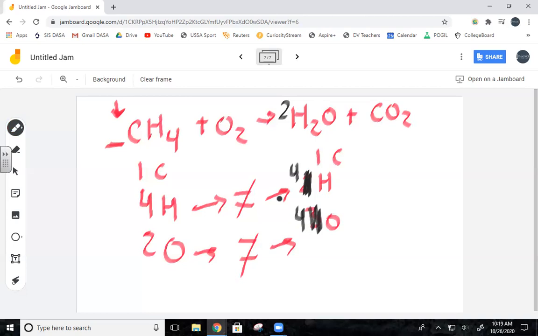Because 2 H2O means that there are 2 molecules of this, so that's 2 times 2. We have 4 oxygens because there are 2 oxygens in the carbon dioxide, and then 1 oxygen in each of the 2 water molecules. Do we have to get rid of a water molecule? No, watch.